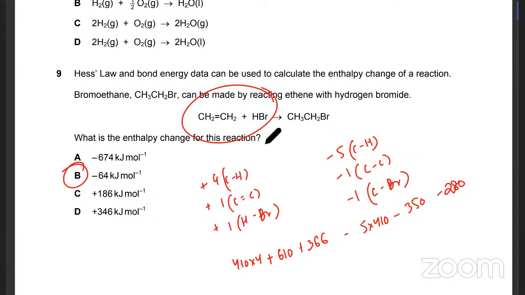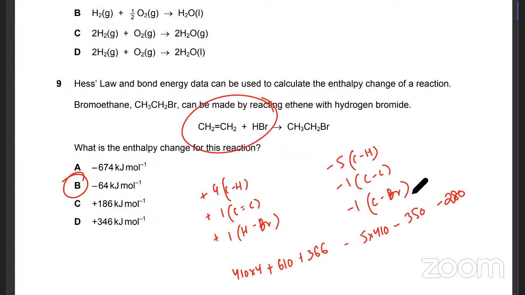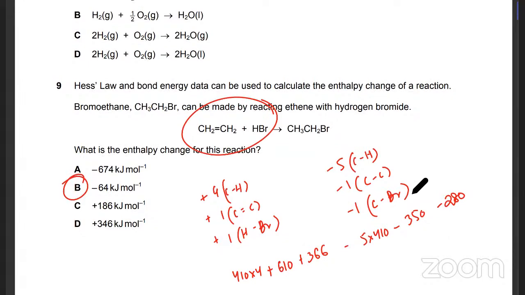Just make sure, be very careful with these questions. It's very hard to actually miss the number of bonds. I mean, you should at least draw the structures properly, count the bonds properly, and be careful with the negative signs and the positive signs. Bonds broken, they will all be endothermic. Bonds formed, they would all be exothermic. So bonds broken minus bonds formed.